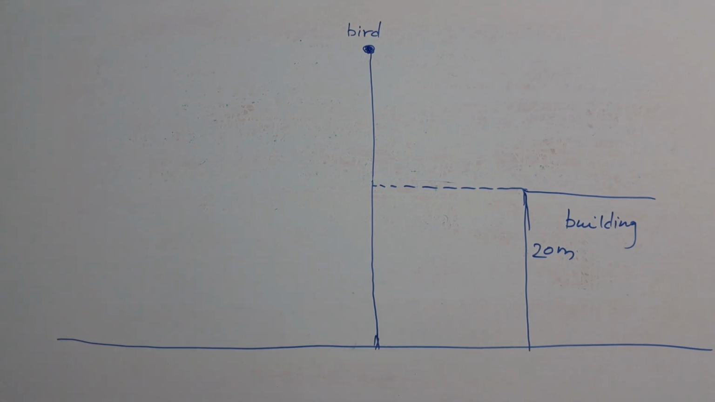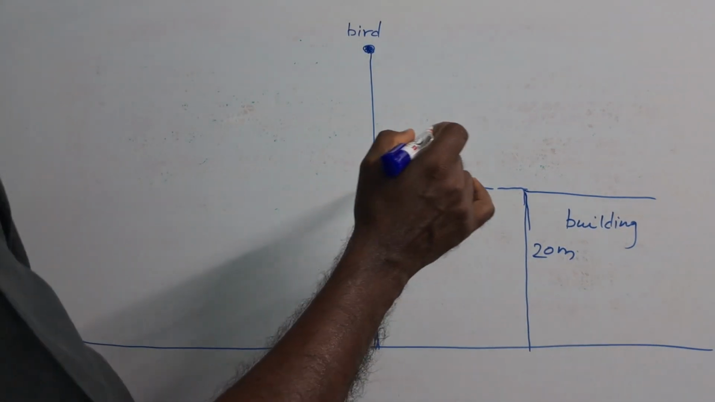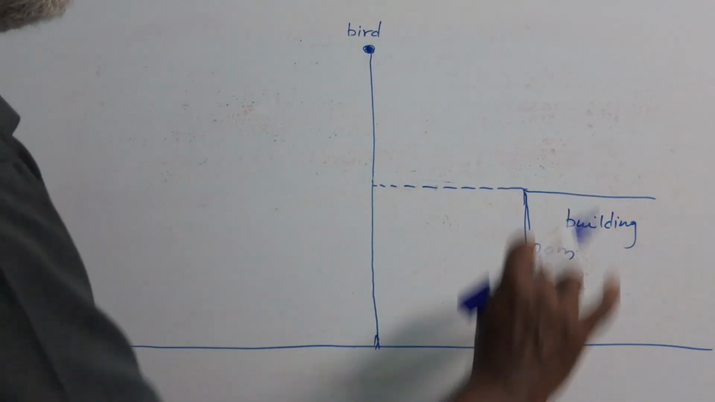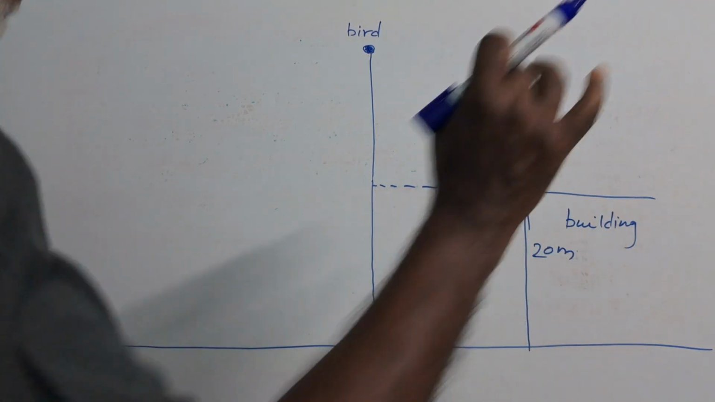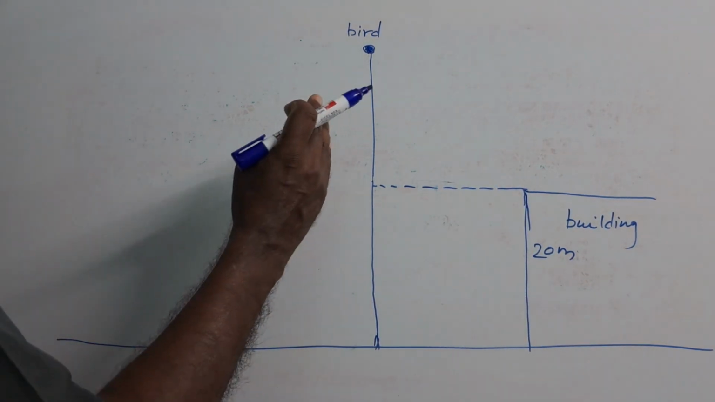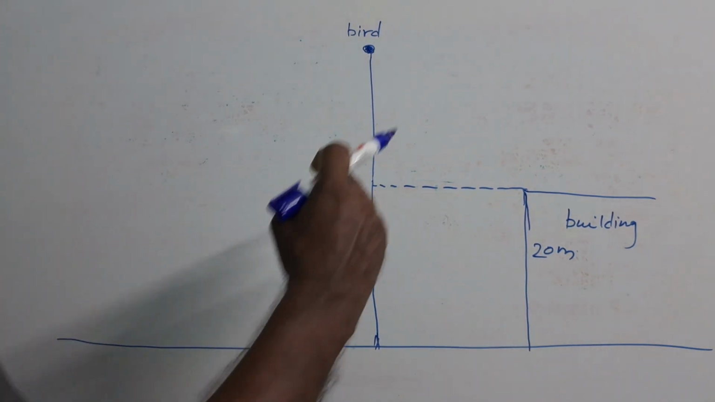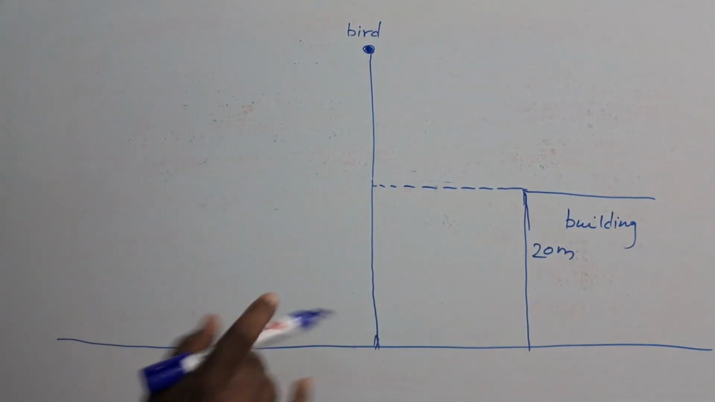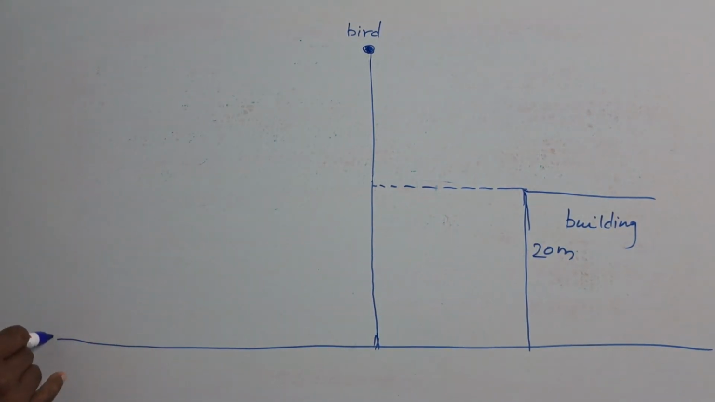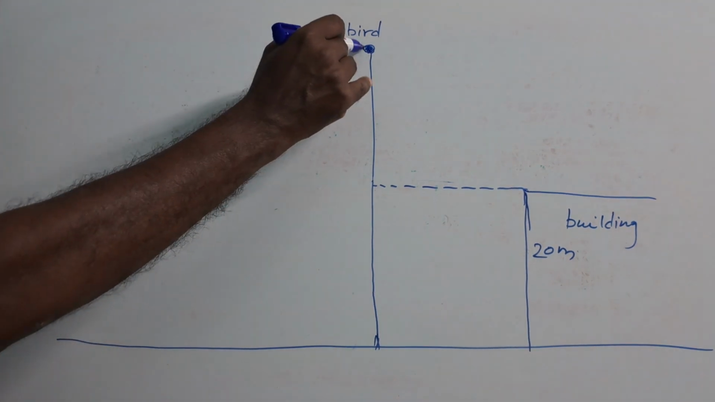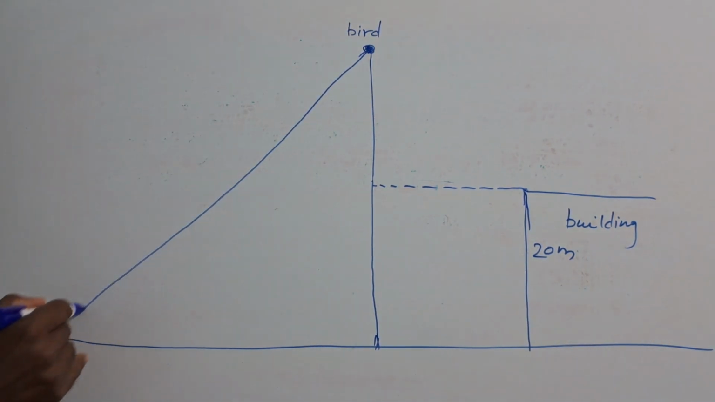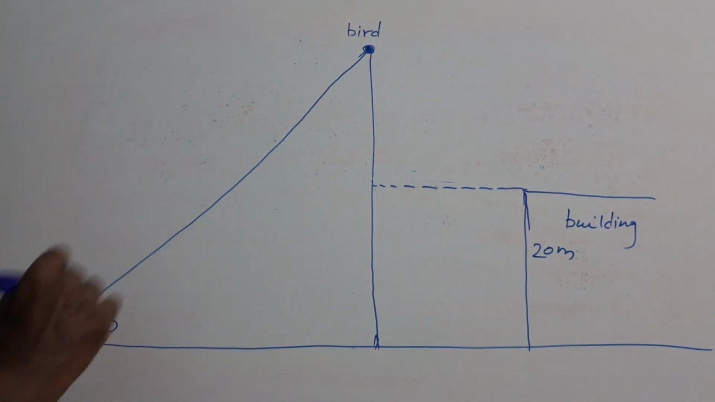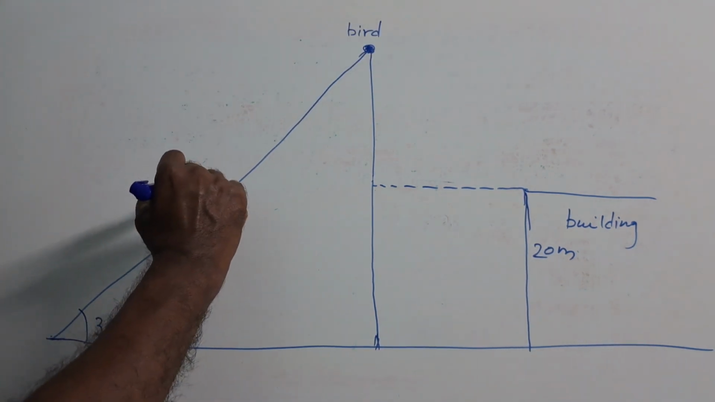Here the bird is flying here, and the boy observes from the horizontal. This is the ground, this is the building which is 20 meters high, and the boy observes the bird from this side and the girl is on the other side of the bird, standing on the top of a 20-meter high building. The angle of elevation from the boy to the bird is 30 degrees, and the distance between the boy and the bird is 100 meters. It is given in the question.